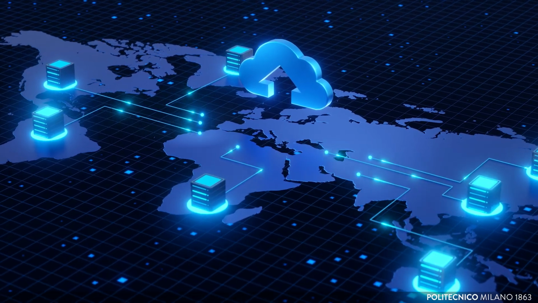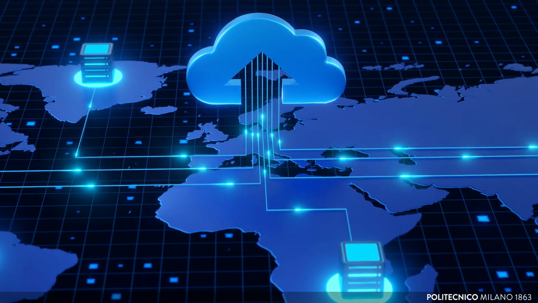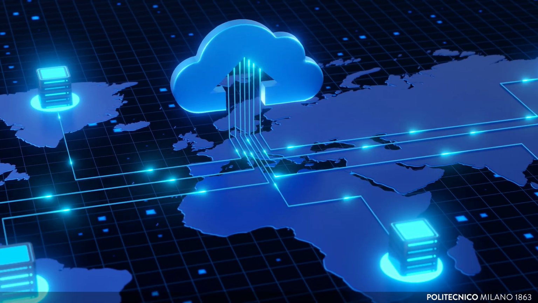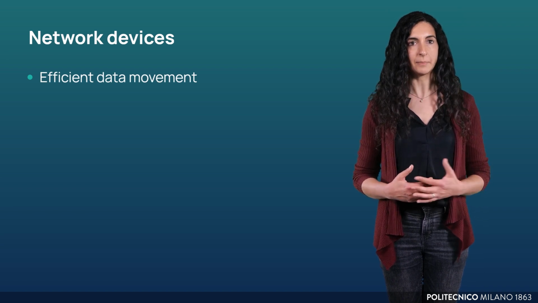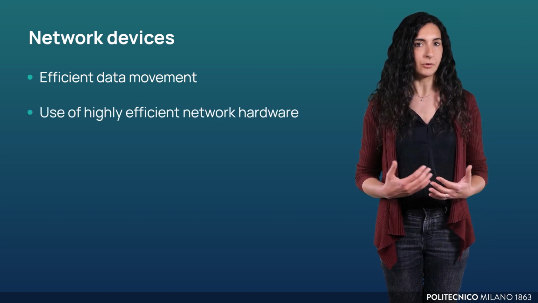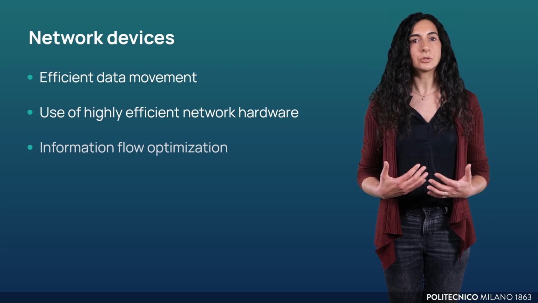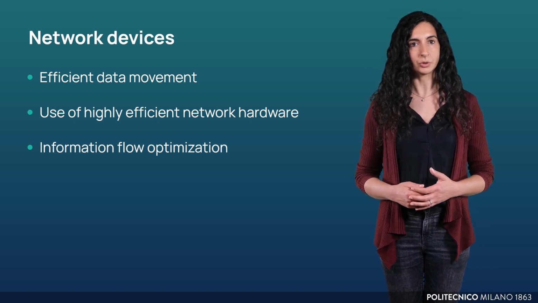Another aspect to consider, especially when large amounts of data need to travel in and out of the data center, is related to network devices. The internal network infrastructures of data centers can be optimized to reduce the energy consumption associated with data transfer. Among the main techniques we can mention: efficient data movement to reduce the distance traveled and the number of switches crossed, the use of highly efficient network hardware and dynamic management of network bandwidth, and the optimization of information flows to minimize network device activity during periods of low load.